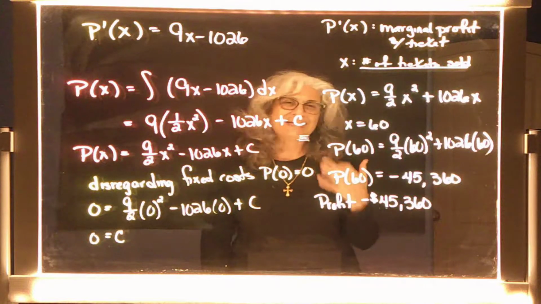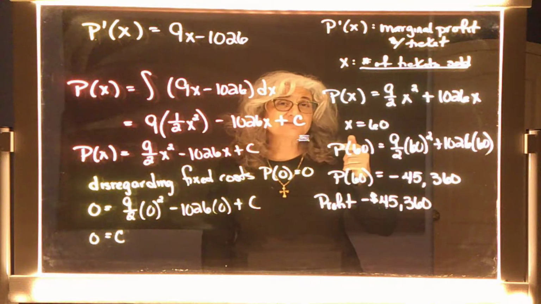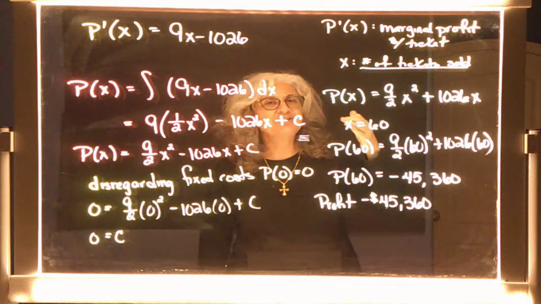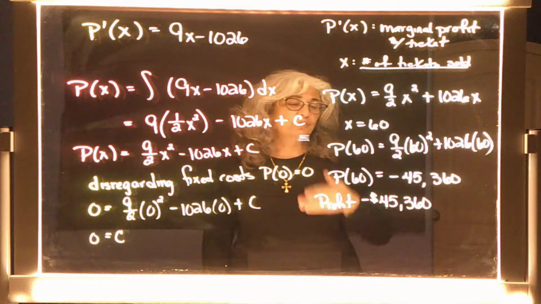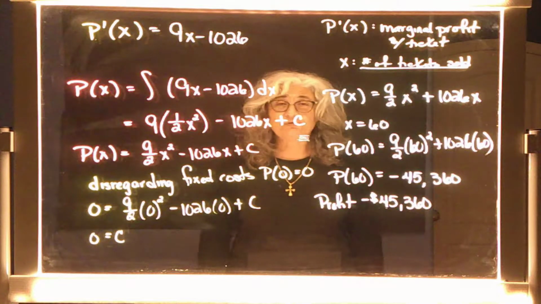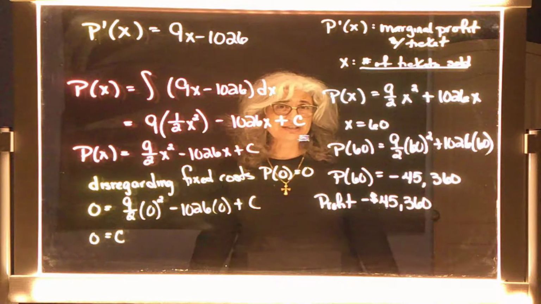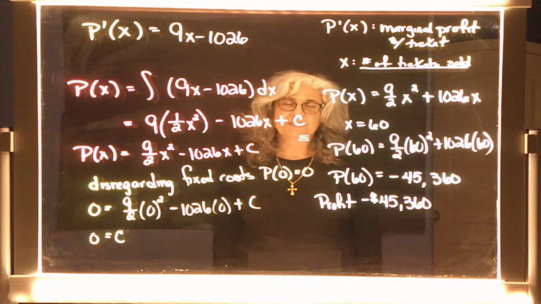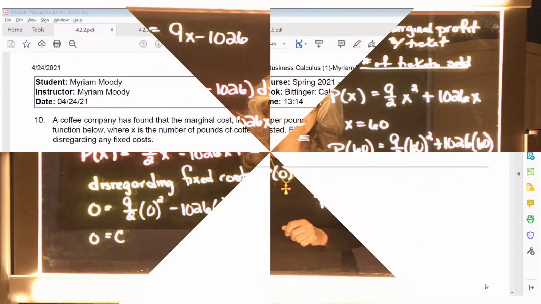If your profit's negative, what does that mean? Yeah, it means your cost is actually higher than the profit. If we sell 60 tickets, we ain't making a profit. We're in the hole $45,000. Yeah, that's not good. We need to sell a few more tickets, don't we? Okay, that makes sense? Lovely. Got another one.